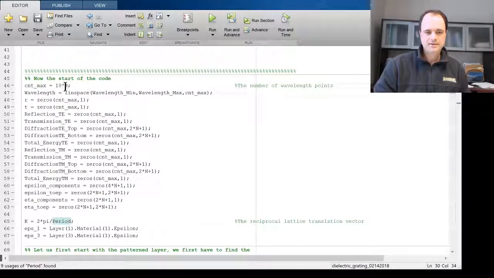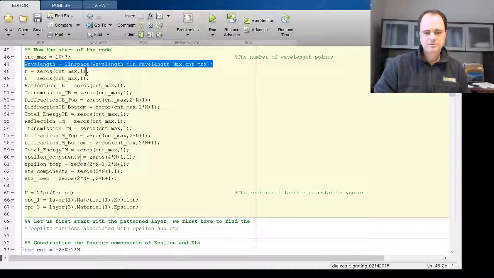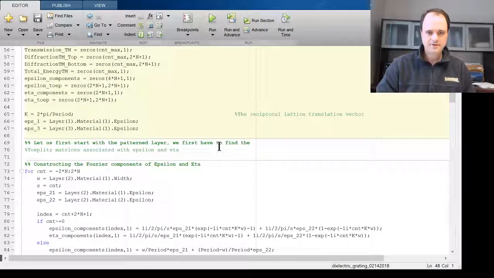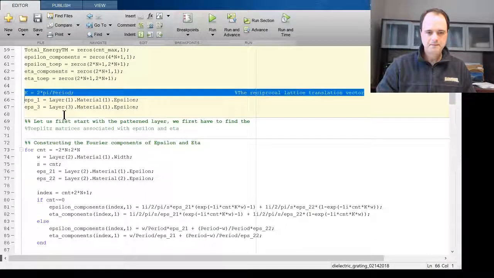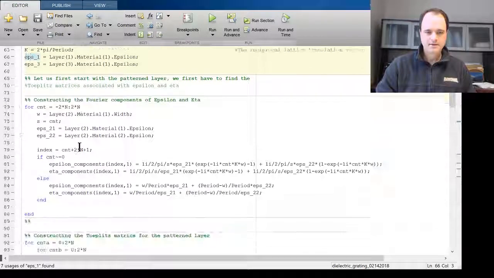I say I want 1,000 points in my wavelength scan, going from min to max. I do a whole bunch of predefinitions so I don't get any warnings. This might be the very first MATLAB code where I have a green light here. So I predefine everything. This is my capital K in the theory, my epsilon 1. Instead of using this whole big long thing, I just want to use something shorter, so I just redefine that. Same for the epsilon 3.